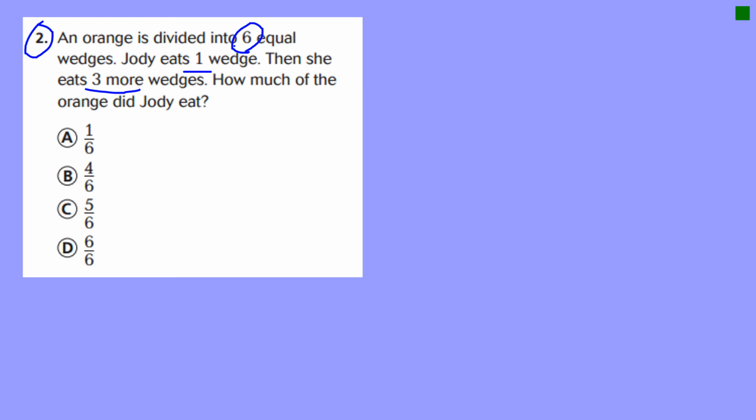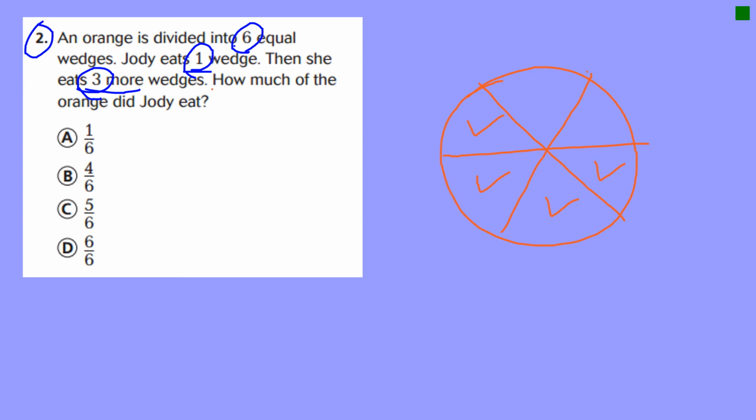So let me see, what did Jody do here? Jody ate 1 wedge, and then she ate 3 more wedges. Now remember that this orange was cut into 6 equal slices. Yeah, that's pretty good. So Jody, first she ate 1 wedge, then she ate 1, 2, 3 wedges.